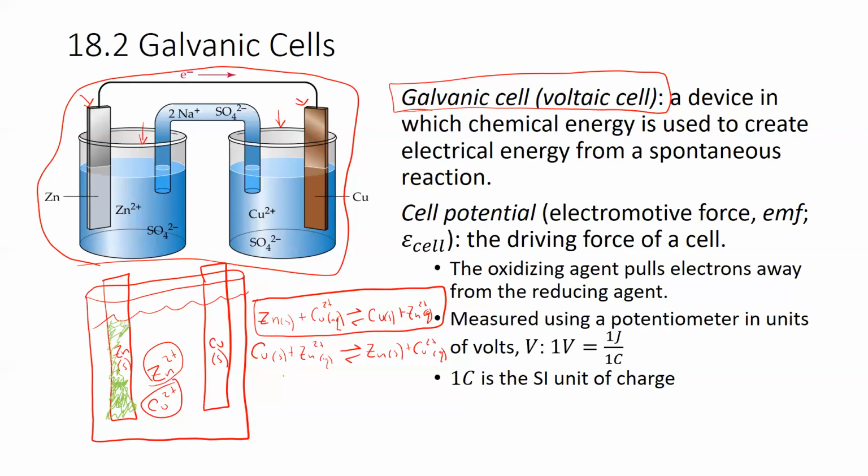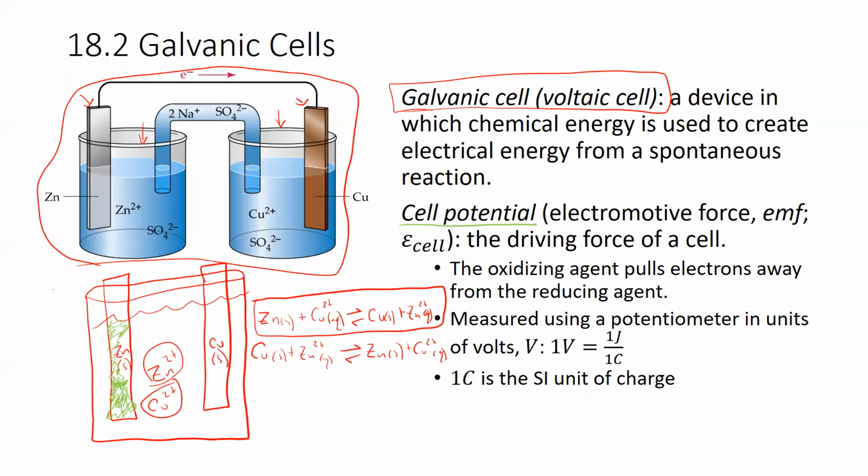Now there's a reason why that chemical reaction would go in that direction. There's this thing that we're going to explore called the reduction potential. It has to do with the chemical potential of the reactants and products in these reactions. Basically, copper wants to be a solid more than zinc wants to be a solid. And so the reaction is going to be driven by the cell potential.